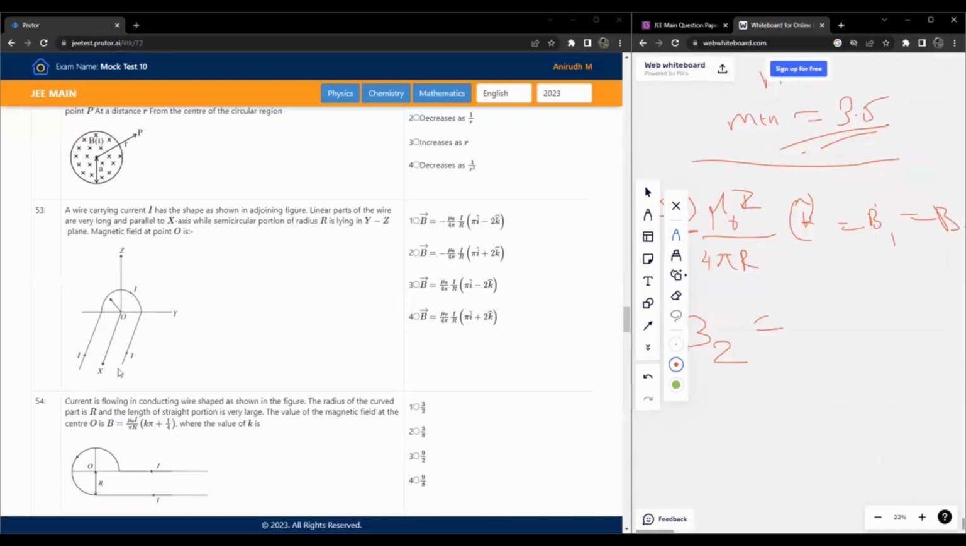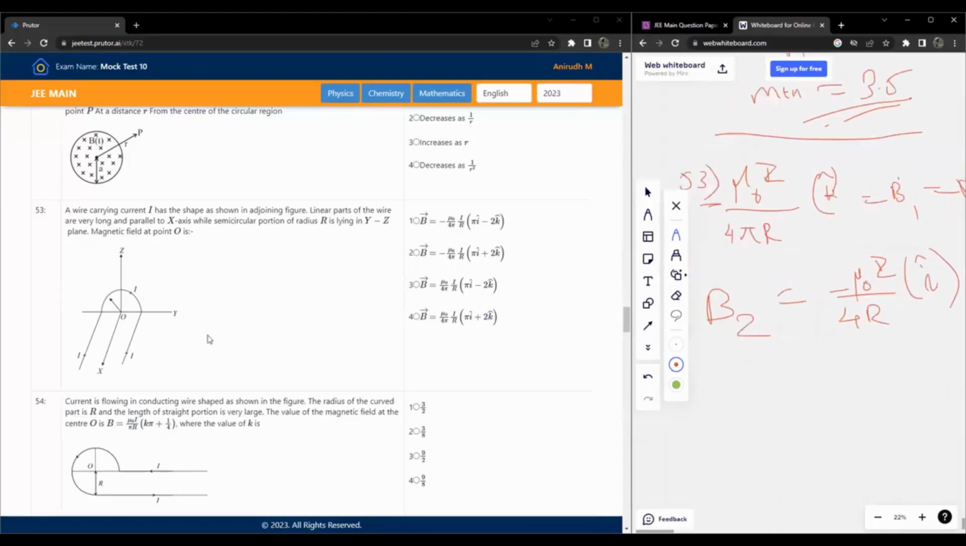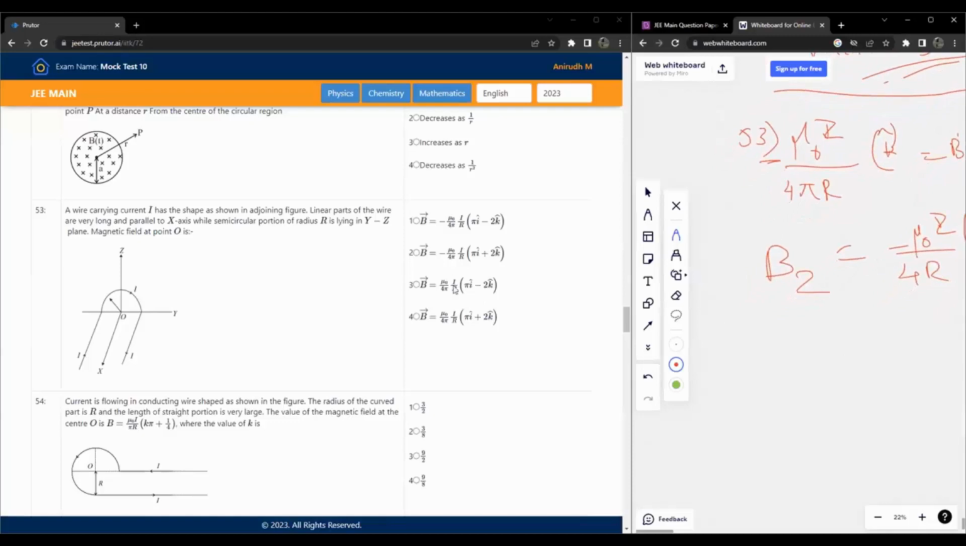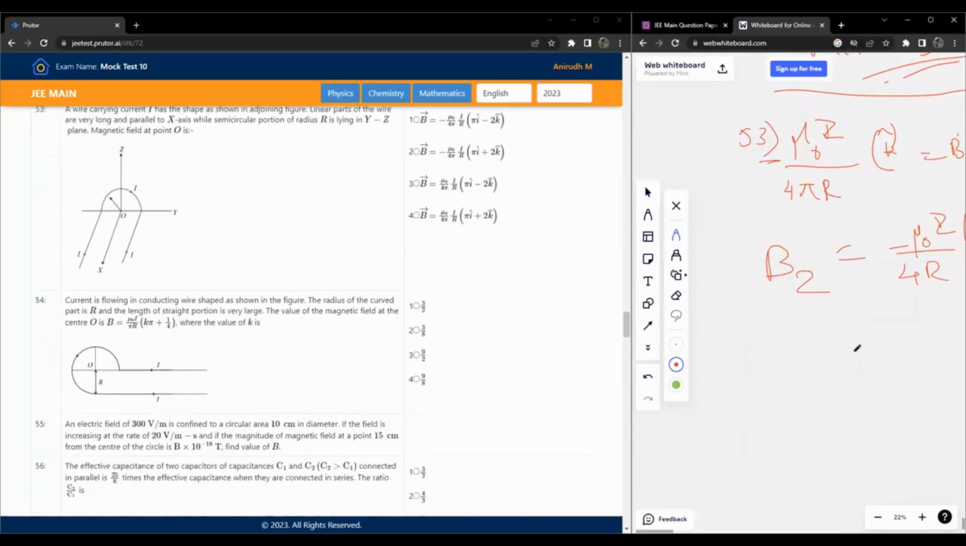Which is going to be outside this plane, which is along x plus i. Right? Wait a minute, no. It's going to be inside. That's minus i, I'm sorry. Right. So B2 is going to be due to the circular part, which is half of a full circle, which is minus mu naught I by 4R, right? Because this radius R into i cap. So this is basically mu naught by 4 pi into IR into pi i cap plus 2k cap because both are minus, right? So option 2 is right.